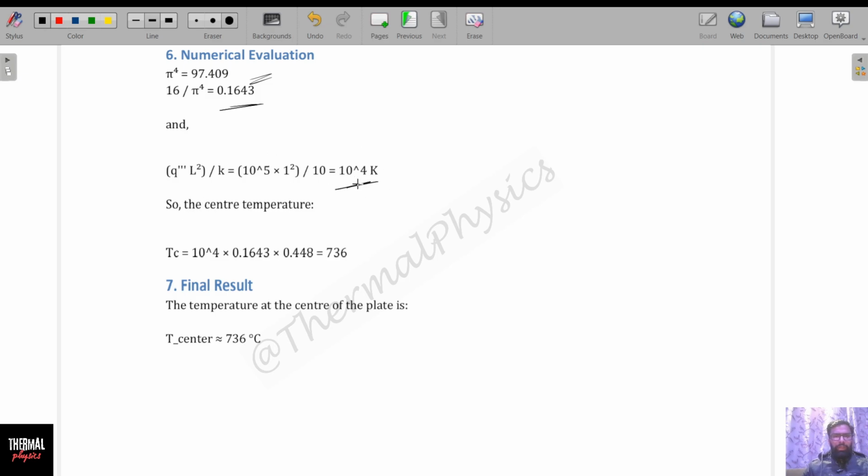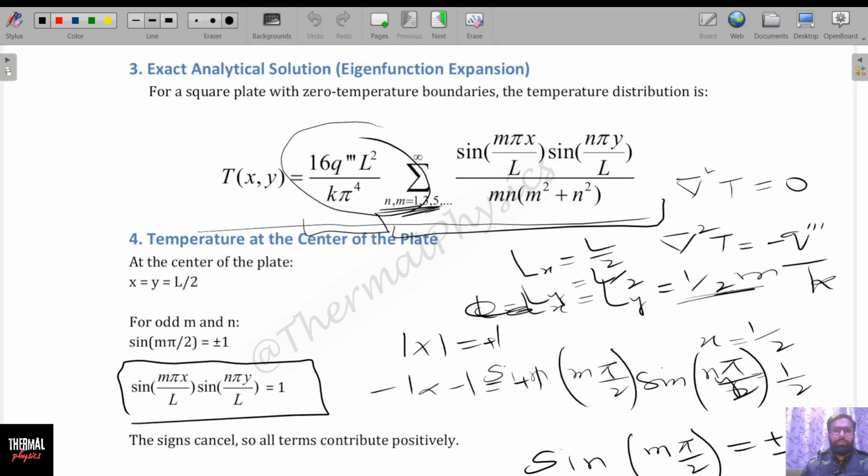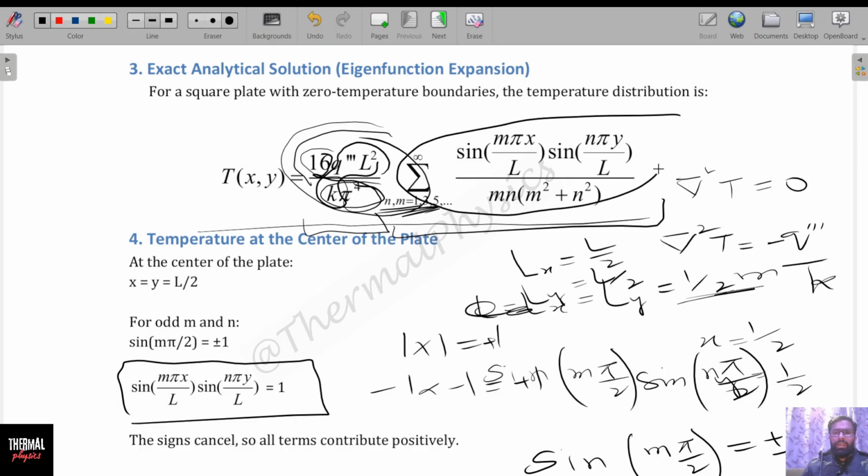Now, when we combine all of the terms which are in multiplication with each other, first of all, there is k pi power 4 term. There is, sorry, 16 pi power 4 we evaluated separately. Then q l square by k we evaluated separately. Then we evaluated this term separately.